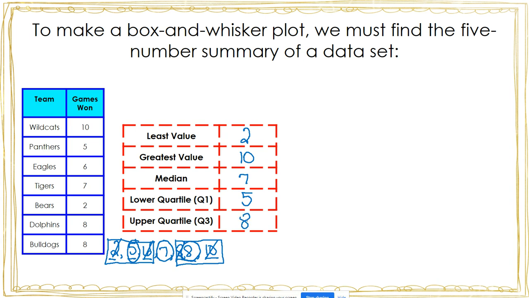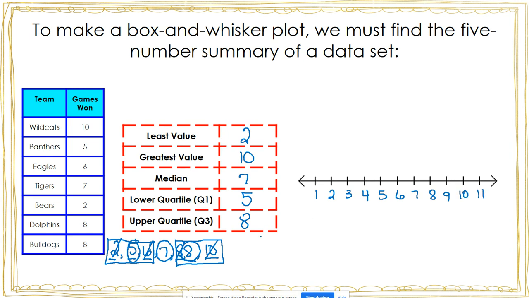Now I'm going to take this and make a box and whisker plot. And the first thing I need to do is have a number line. So I notice that my numbers go from 2 to 10, so I can probably use intervals of 1 here, and I won't have to worry about skipping any numbers.